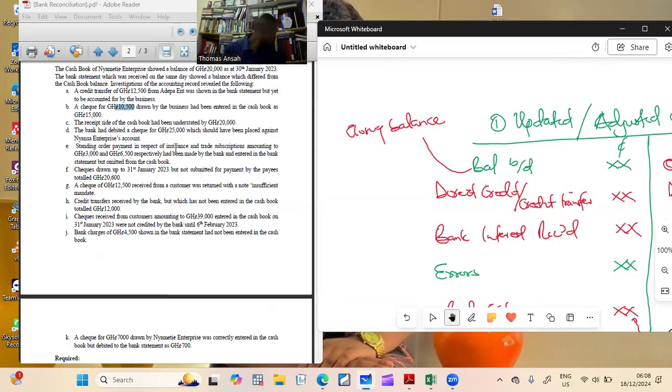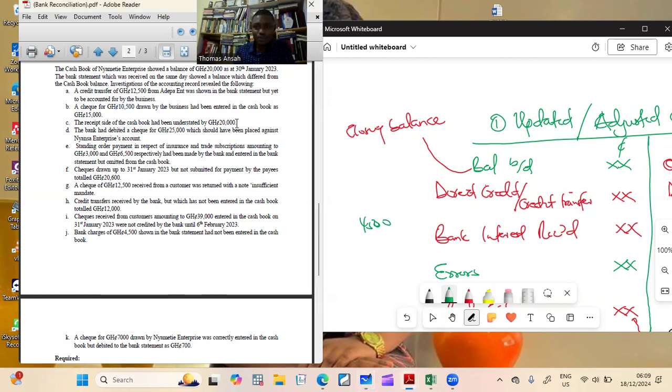You find the difference. Where's my calculator? So this is my calculator. 15,000 minus 10,500, the difference is 4,500, which should be done where? At the debit side, so that it can reduce that 15,000 to this figure. That's all. A receipt side of the cash book has been understated. What is the receipt side of the cash book? I told you these are the receipt side of the cash book. And if it has been understated, that same debit side, add your 25,000.